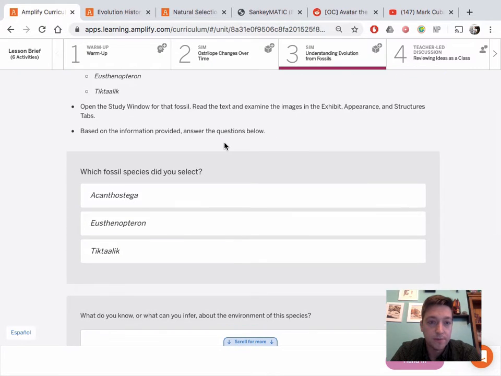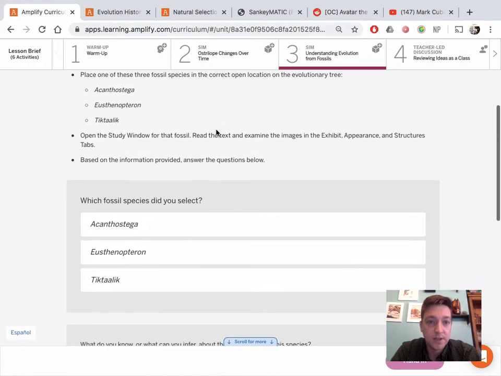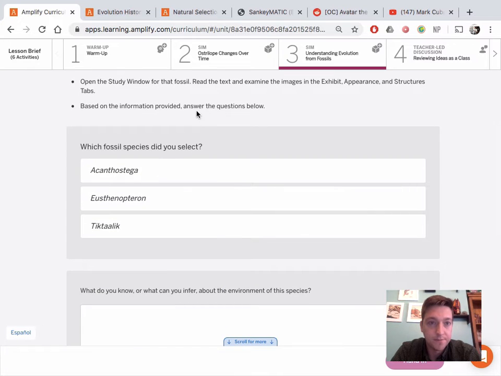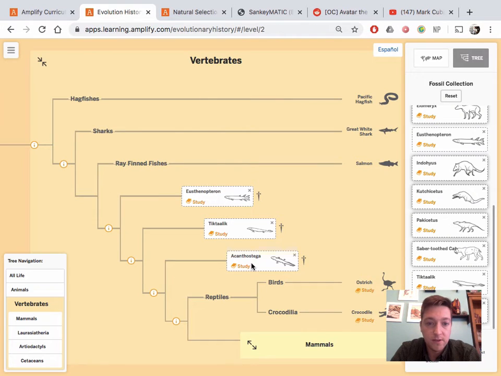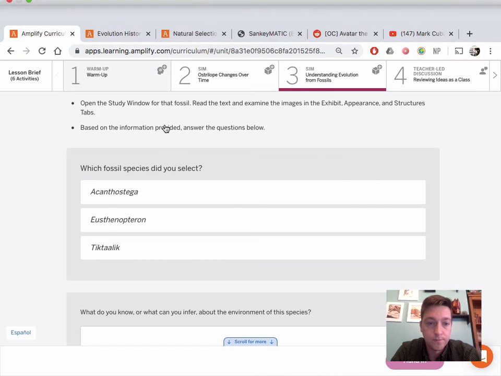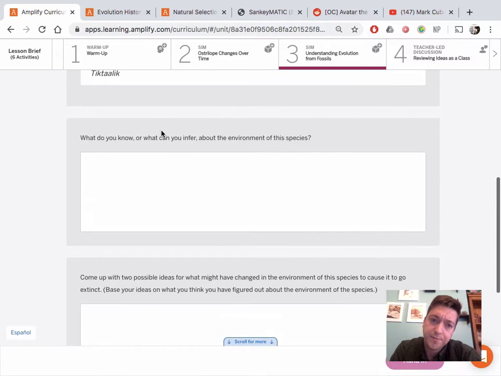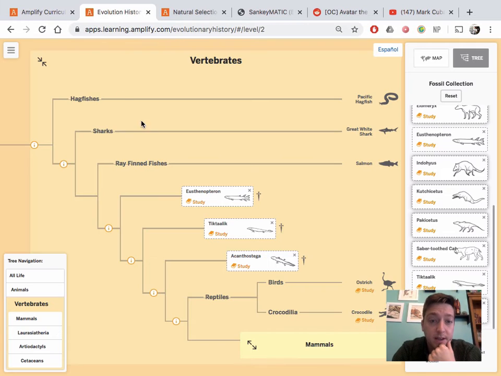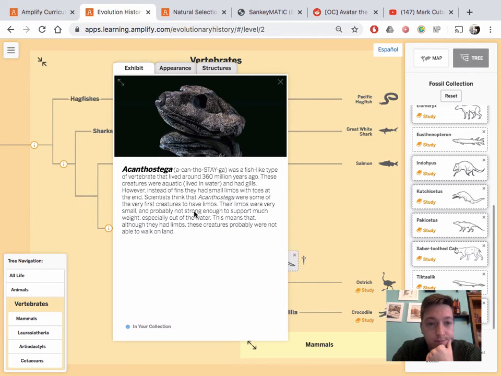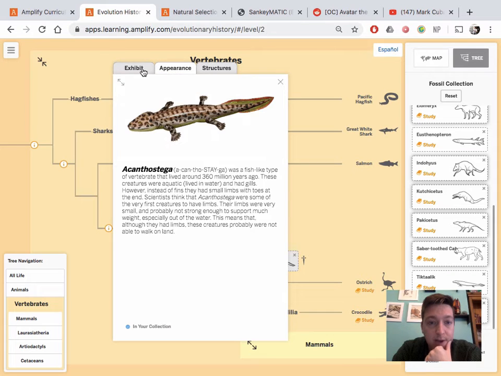So what do we have to do? Which fossil species do you want to study today? So pick one of these 3. What do you know, or what can you infer about the environment of this species? So maybe you want to look at the structure. I mean, you can't study it. Let's look at Acanthostega. What can we infer about the environment?